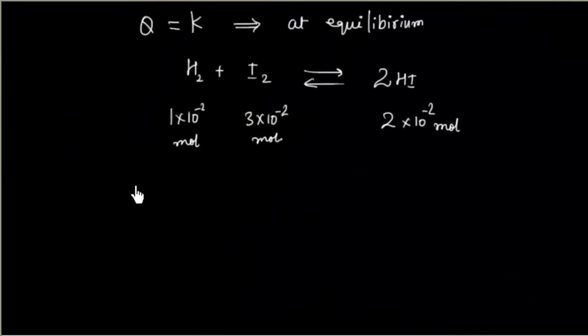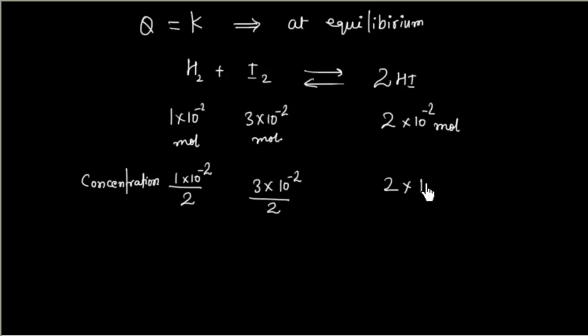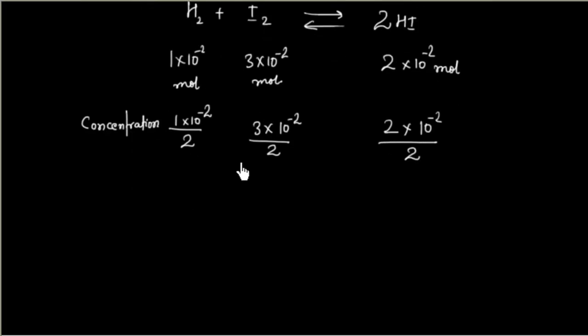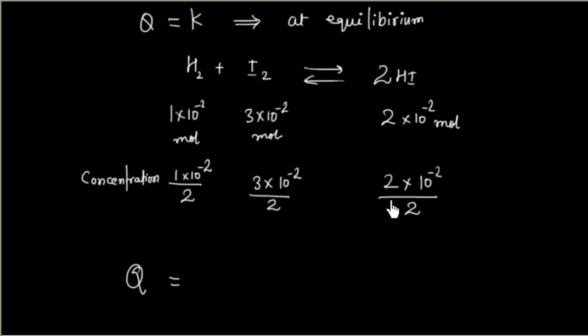So we can calculate concentration. The concentration of hydrogen is 1 into 10 to the power minus 2 divided by 2. I2 is 3 into 10 to the power minus 2 divided by 2. And HI is 2 into 10 to the power minus 2 divided by 2. So these are the initial values of concentration. So we can calculate Q, that is, the initial concentrations in the equilibrium expression.